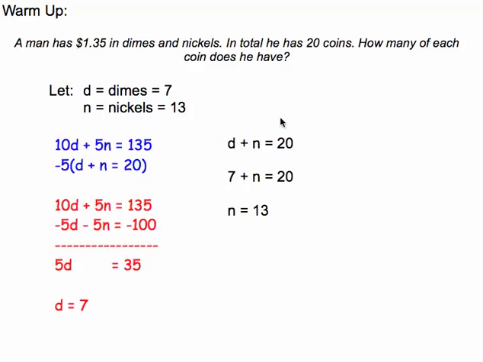And then I check. If you multiply 7 times 10 and add that to 13 times 5, you get 135. And if I add 13 and 7 together, I get 20. So I definitely have the right answer. And that's how you solve a system of equations when you have a word problem present.